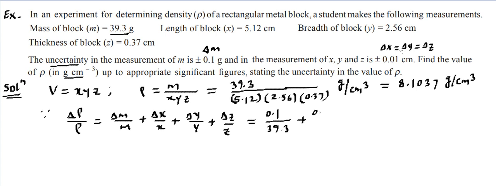When we write the value of an error, we always write a positive value. 0.01 divided by the value of x, which is 5.12, plus the error in y, which is 0.01 centimeter, divided by 2.56 centimeter, plus the error in z, which is 0.01, divided by the value of z, which is 0.37.